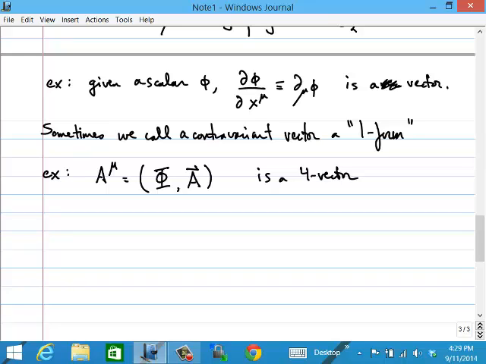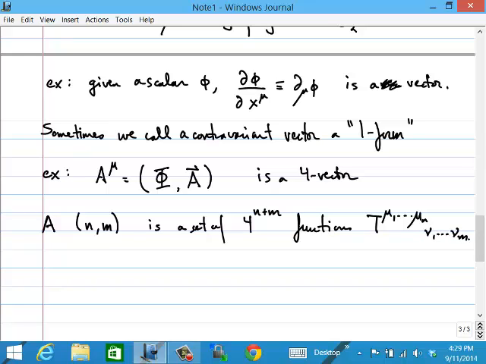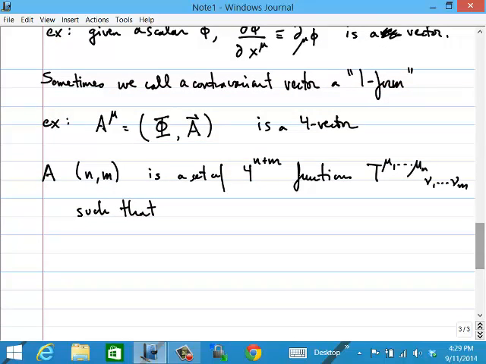Now, of course, there are more interesting tensors in the world than just scalars and vectors. And so, in general, we define a tensor of rank n comma m as a set of 4 to the n plus m functions of the coordinates that we'll denote t with n upper indices and m lower indices, which transforms under Lorentz transformations in such a way that for each upper index it transforms like a covariant vector, and for each lower index it transforms like a contravariant vector.